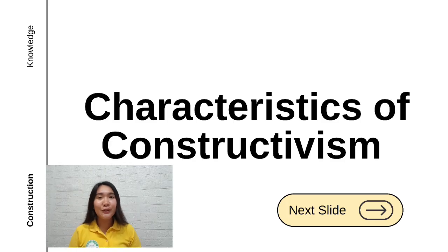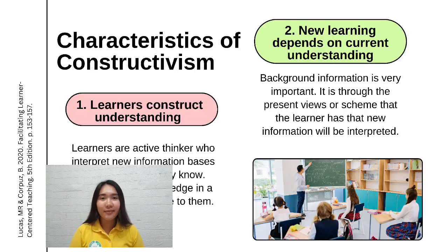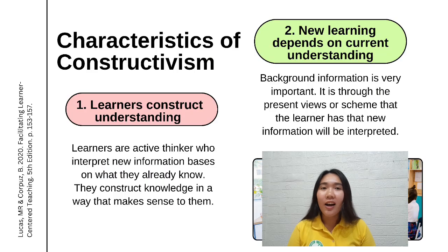So let us proceed to the characteristics of constructivism. According to Egan and Kochak, there are four characteristics that the individual and social views have in common. And these are: first, learners construct understanding. Learners are active thinkers who interpret new information based on what they already know. They construct knowledge in a way that makes sense to them.